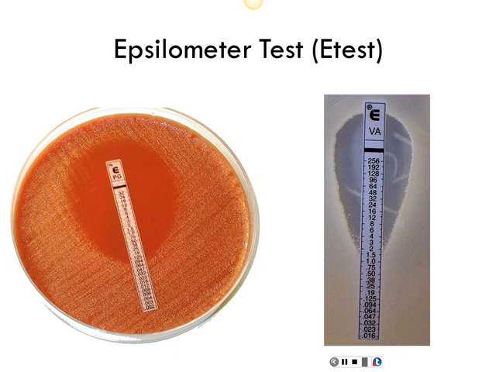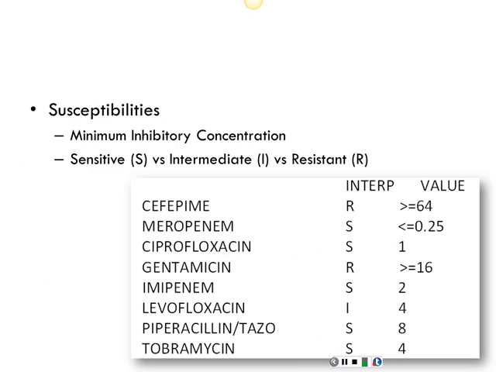How do you interpret that? Basically, we're looking at S's and R's, right? If it's susceptible, great. We can use the drug. If it's resistant, great. We're not going to use that drug. If it's intermediate, we're not going to use the drug. Intermediate basically means that it came back right at what the breakpoint is. Susceptible came below the breakpoint, R above the breakpoint.